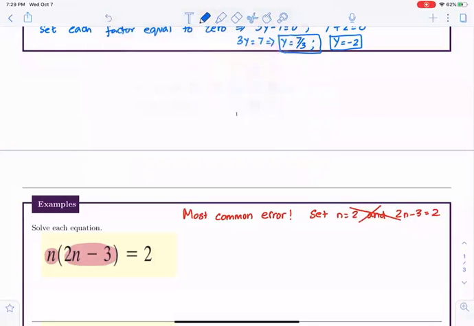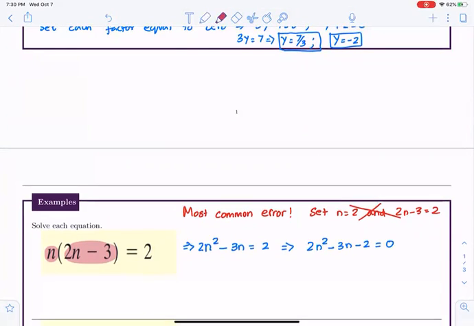So what do we do? First we're going to FOIL, or not FOIL, distribute n inside. We have 2n squared minus 3n equals 2. Move the 2 to the other side, 2n squared minus 3n minus 2 equals 0. Now that looks like a trinomial and the right-hand side is 0.